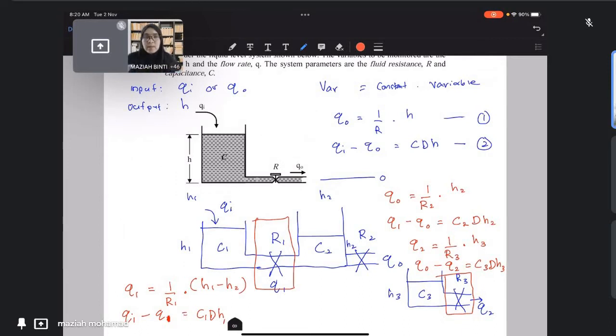So you can see in some parts we have H1 minus H2, but for some tanks we only consider one level because the other level is 0. So we just need to determine the input flow rate and the output flow rate in order to calculate the volume. I believe you will be able to draw the block diagram because we have all the equations here.